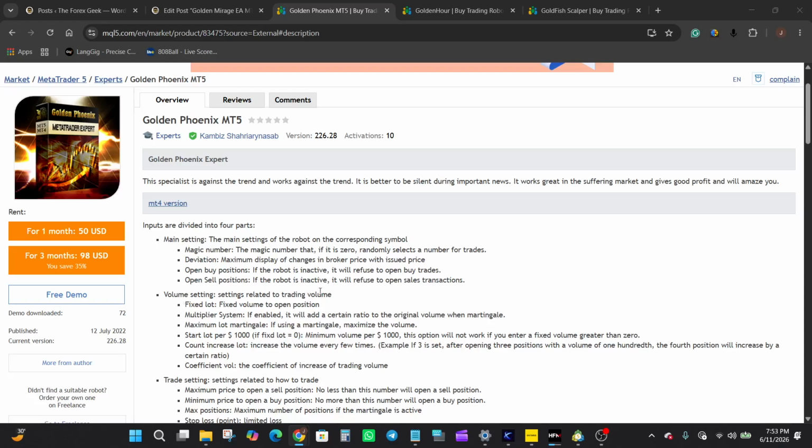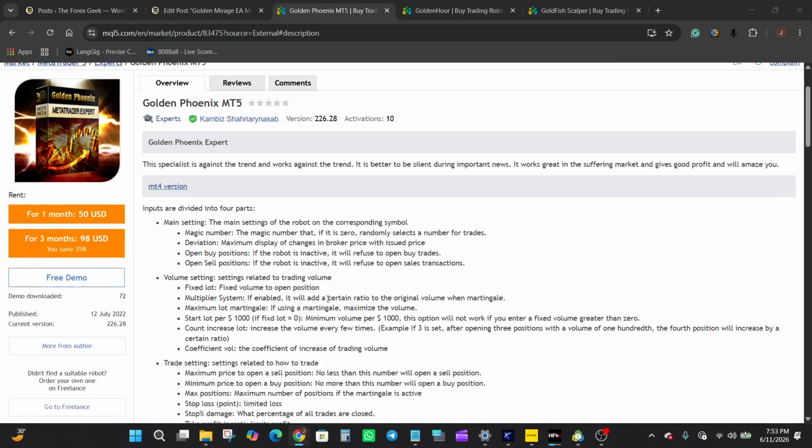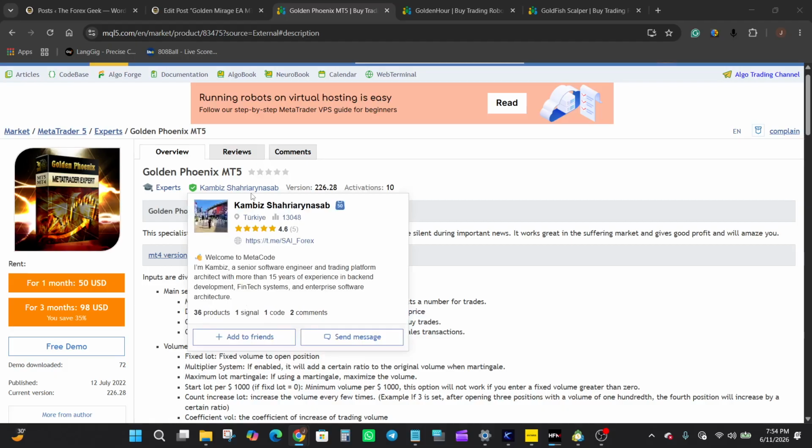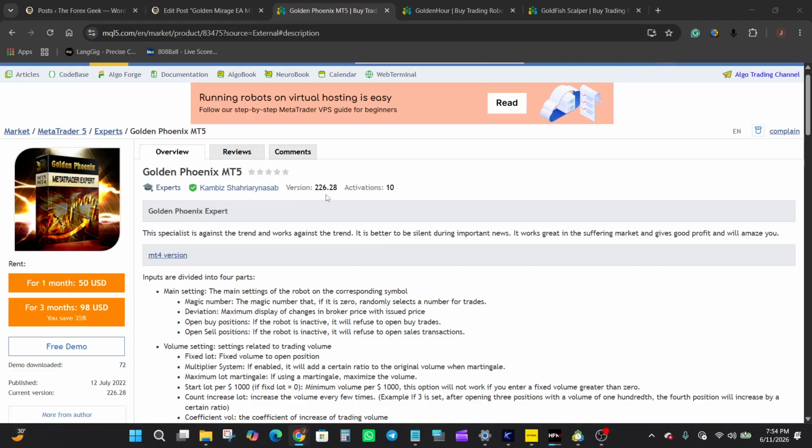So based on the information available on the MQL5 Marketplace page, this is actually the MT5 version that we are discussing, but as you can see, there is an MT4 version of the EA developed by Kambiz Sharia Nasab. The current version shown here is 226.28, and the product is available with both 1 month and 3 month rental options. 1 month is going for $50 US, 3 months going for $98 US.